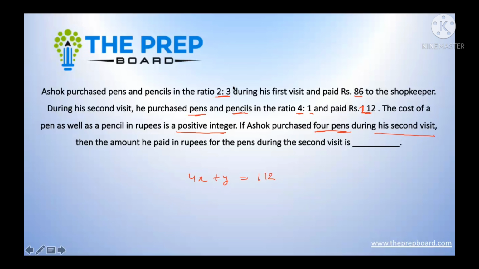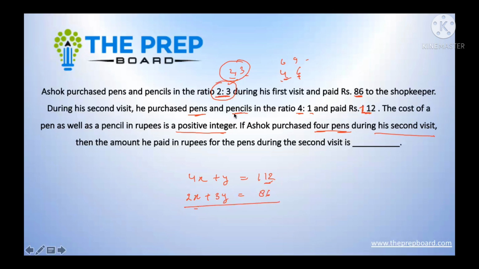Now, here is an important question. In the first visit, how much has he purchased? Either he has purchased 2 and 3, or 4 and 6, or 6 and 9, or any other multiple. But see carefully, it cannot be more than 2 and 3. Why? Because if you take 4 pens and 6 pencils, their price will definitely be greater than 112. But we have only 86 rupees to pay. So that's why the only possibility is that he has purchased 2 pens and 3 pencils for rupees 86.